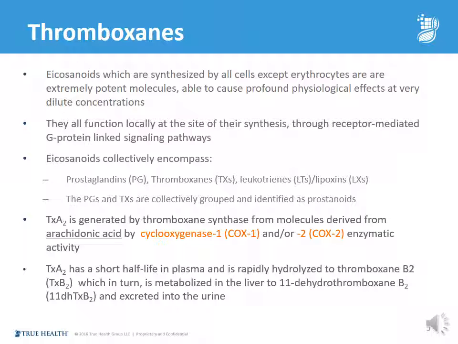Thromboxane A2 has a very short half-life in plasma and is very rapidly hydrolyzed to thromboxane B2, which in turn is metabolized in the liver to 11-dehydrothromboxane B2, abbreviated as 11-DHTX-B2, which is then released to the plasma, filtered through the kidney, and excreted into the urine. So, 11-dehydrothromboxane B2 is a metabolite of thromboxane B2, which is converted from thromboxane A2.